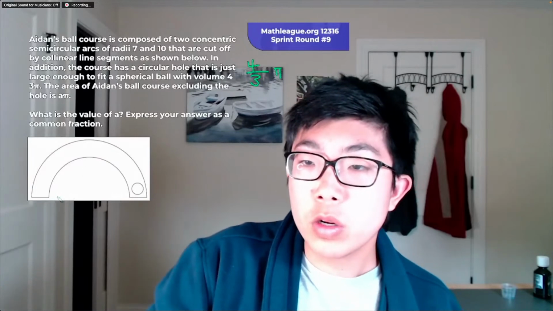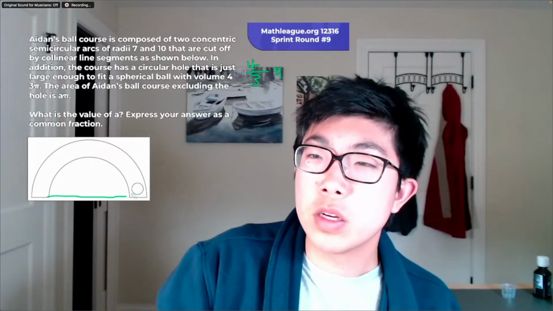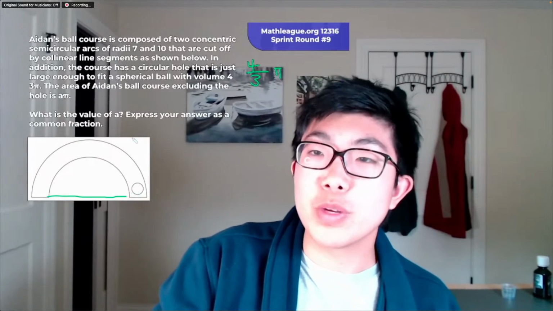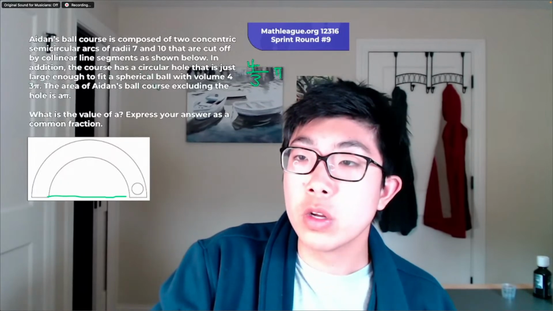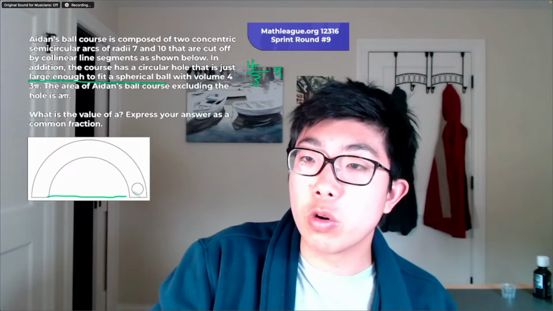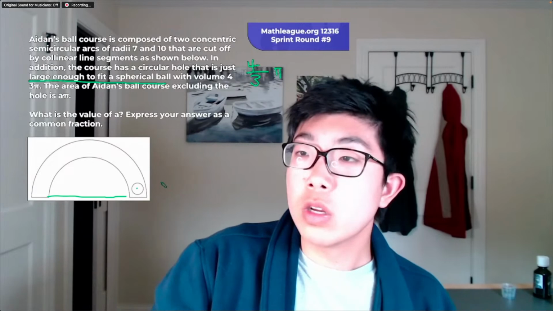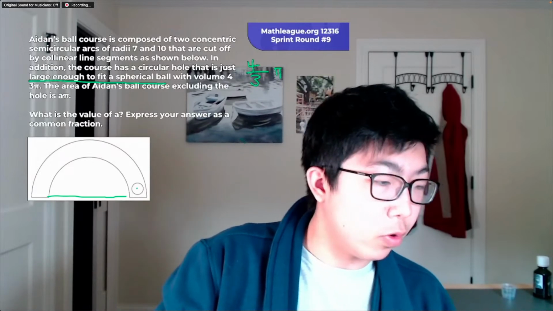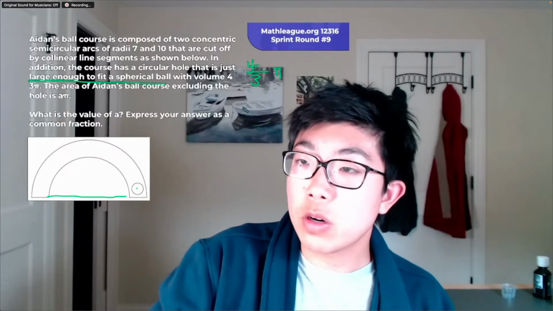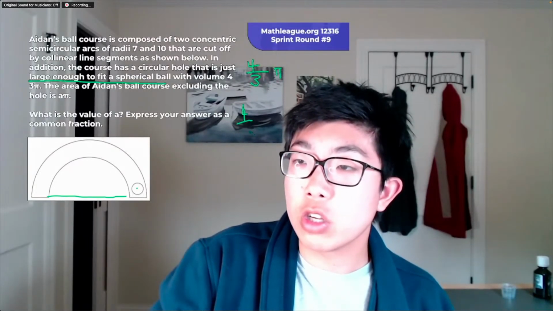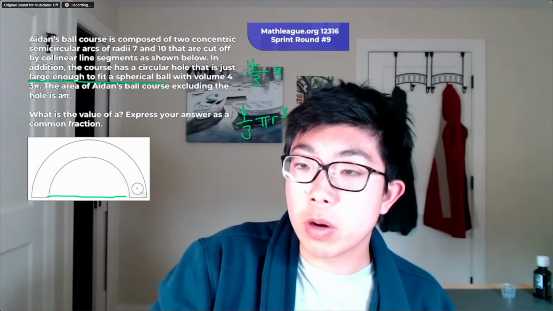Okay, so we now have this 4/3 pi as the volume of this ball, and this is not a great picture because it says that this circular hole is just large enough to fit a spherical ball. So we need to find the radius of this circular hole. And to do that, you might find it helpful to know the formula of a sphere. The formula for the volume of a sphere is 4/3 pi r cubed, which means that this sphere has radius 1. So this sphere has radius 1, right?